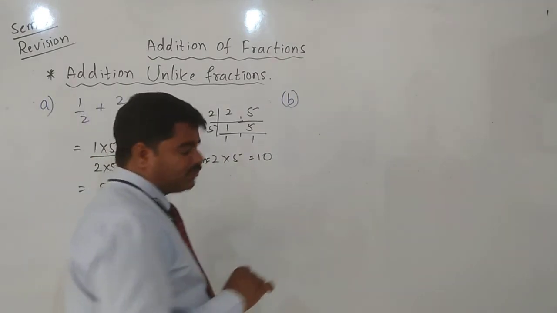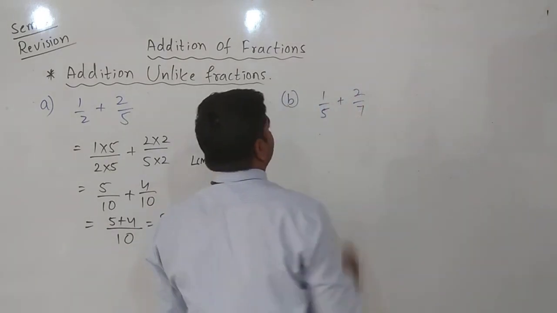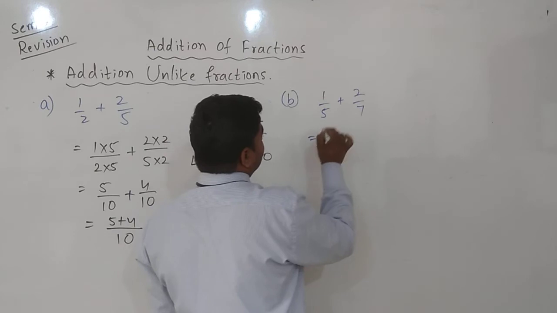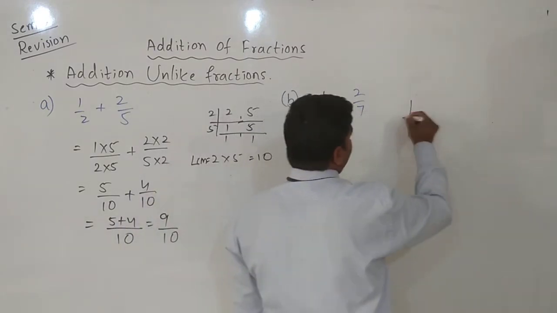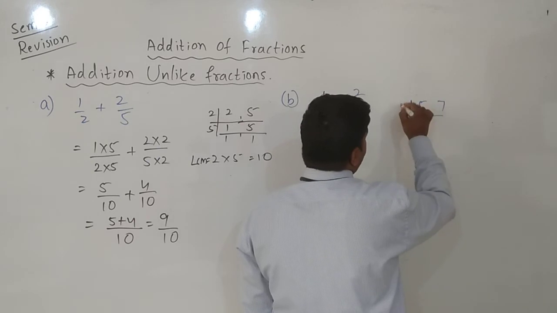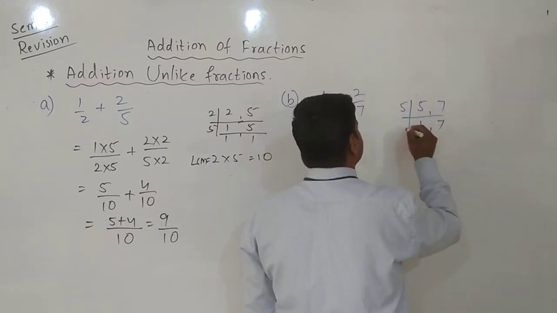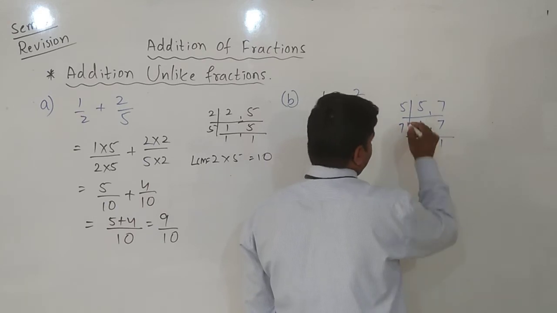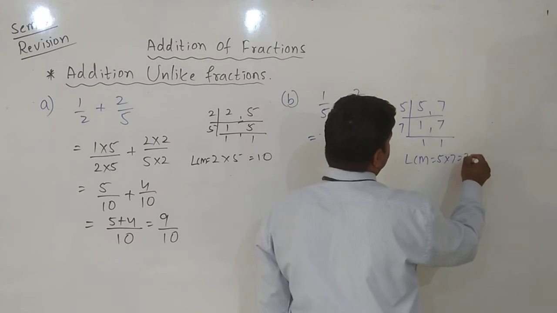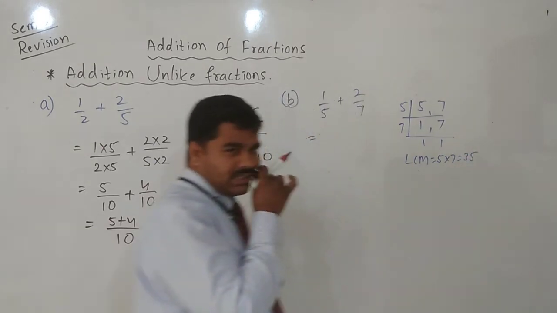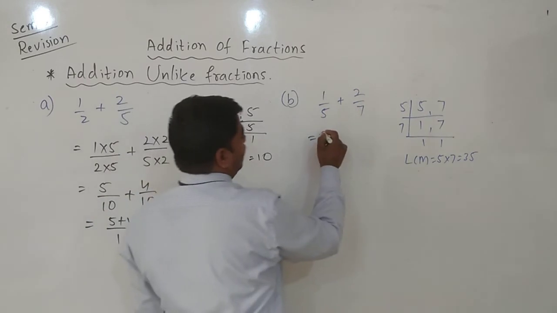1 by 5 plus 2 by 7. Again here, the LCM of 5 and 7. 5 one time, both are prime numbers, 7 one time. Then the LCM is 5 into 7, that is 35. Then convert the denominator to 35.